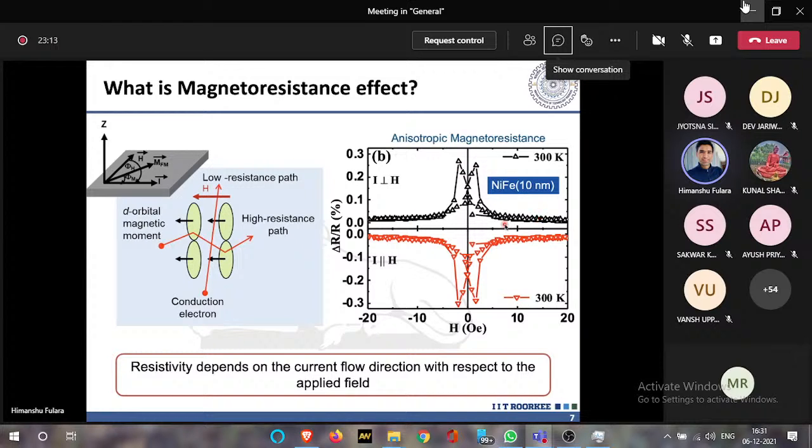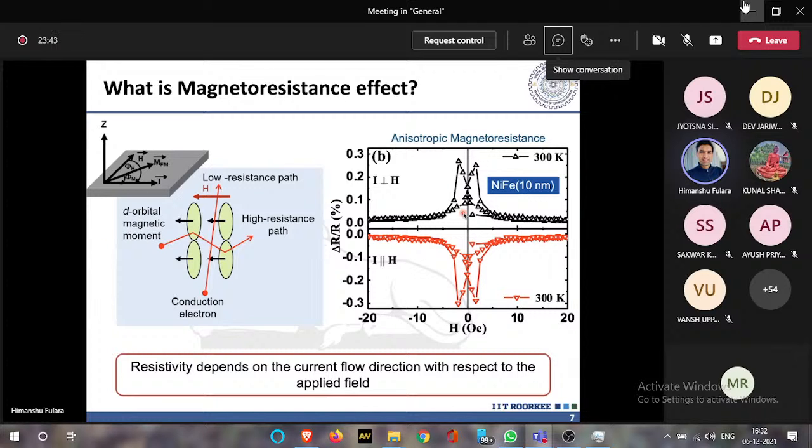Because of this, you obtain this type of magnetoresistance loop. How did I measure this loop? I started from a very high field and then went to the lower field side. I observed this peak, and then it saturates. Then I came back from negative saturation field to positive saturation, and again observed this peak here. This is how the magnetoresistance response is measured.